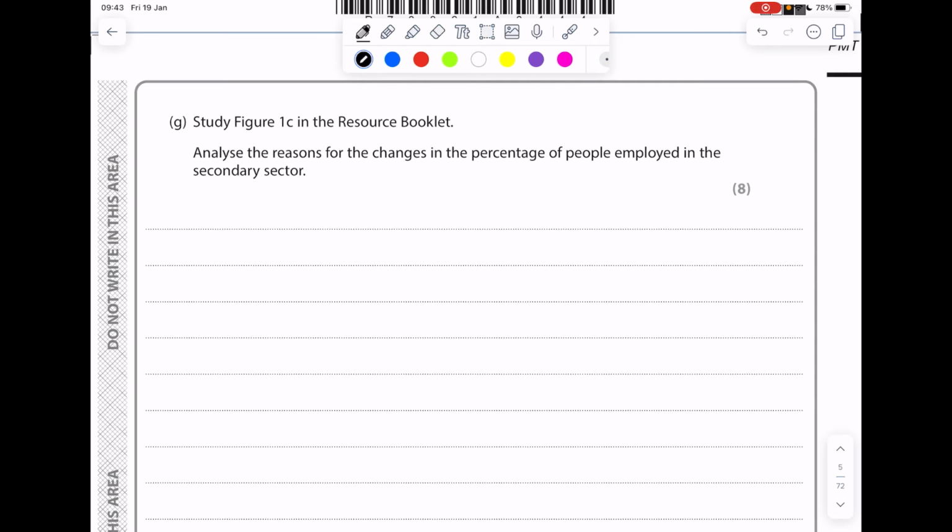Study figure 1C in the resource booklet, analyse the reasons for the changes in the percentage of people employed in the secondary sector. So when we talk about secondary sector, we're really looking at people employed in the manufacturing and construction industries. You can also think about food industry as an example of secondary sector employment.